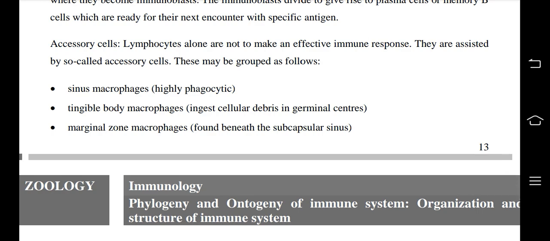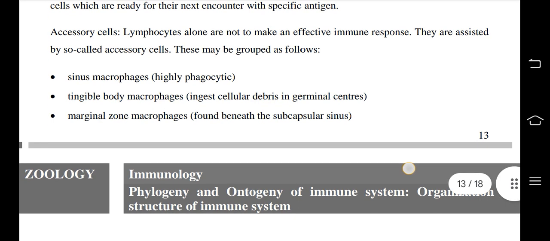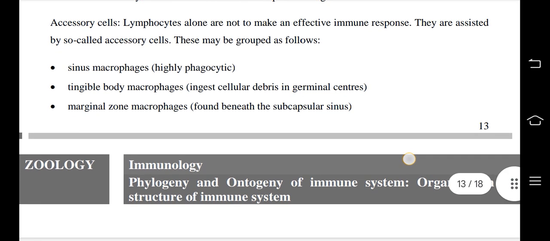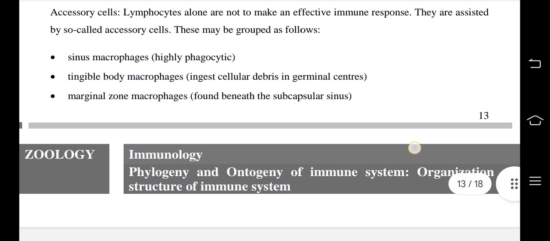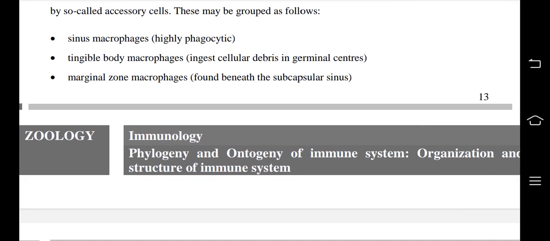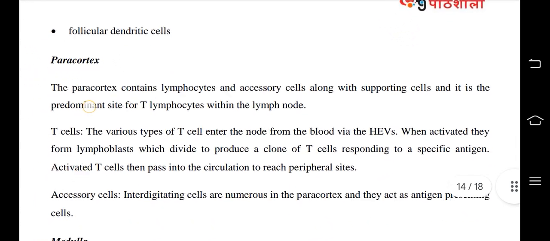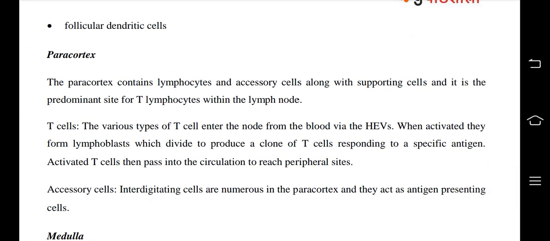Accessory cells. Lymphocytes alone are not able to make an effective immune response. They are assisted by so-called accessory cells. These may be grouped as follows: sinus macrophages, highly phagocytic; tingible body macrophages, which ingest cellular debris in germinal centers; marginal zone macrophages, found beneath the subcapsular sinus. Then follicular dendritic cells.